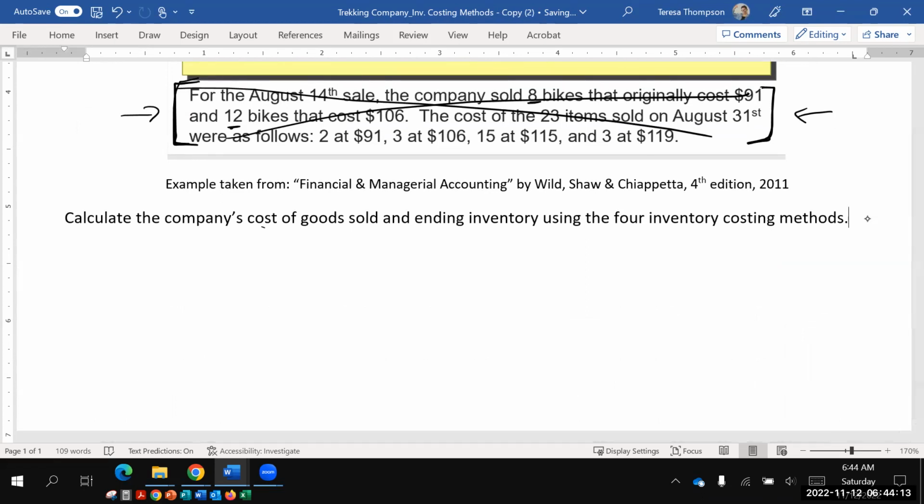All right, so we're being asked to calculate cost of goods sold and ending inventory, which is pretty typical because we know inventory impacts both the income statement and the balance sheet. So we're going to want to find out the costs that are appearing on both those financial statements. First, we'll illustrate with FIFO.